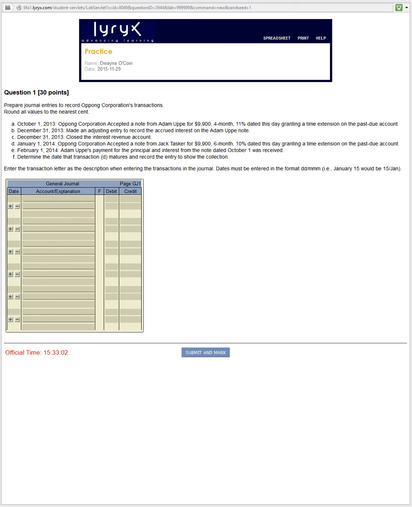Okay, welcome back. This is Lab 7.5, question number 2. Pretty similar to question number 1, except this one is using monthly notes, so notes with months.